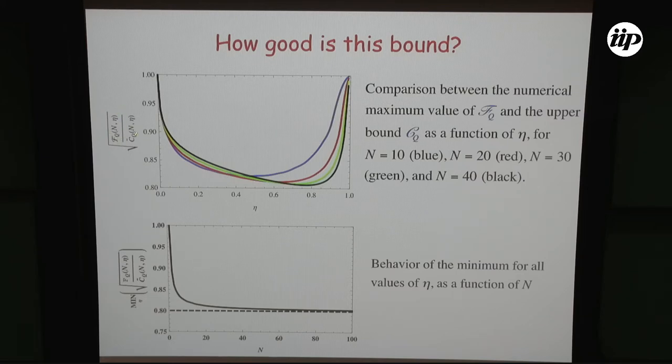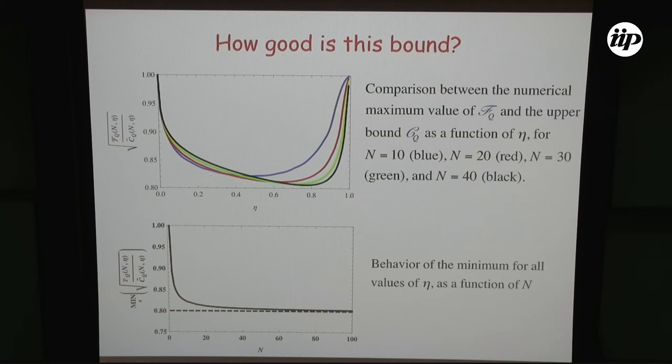Of course, since this is an upper bound, this ratio here should be smaller than 1. I take the square root because I'm interested in the bounds for the uncertainty, which is proportional to 1 over the square root of the quantum Fisher information. So this is the result for this ratio for several values of n. Remember, we have here states with a finite number of photons.